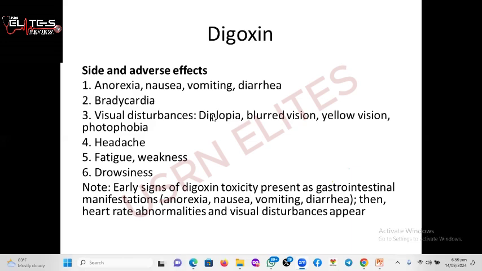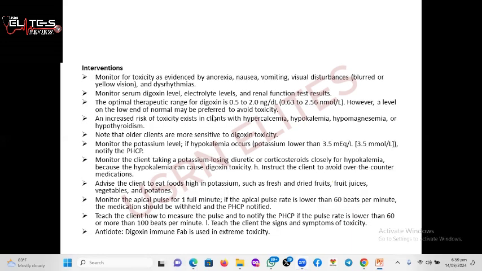So in the last part of this, I've said to note that early signs of digoxin toxicity present with gastrointestinal manifestations like anorexia, nausea, vomiting, and diarrhea, and then heart rate changes and visual disturbances will appear later on. So in my management for someone on digoxin, you have to monitor for the early signs or all the signs of digoxin toxicity. Then you monitor the serum levels of digoxin, electrolytes, and the renal function.